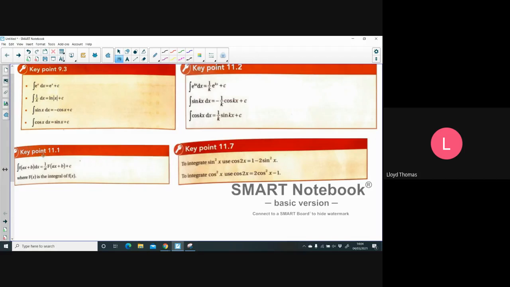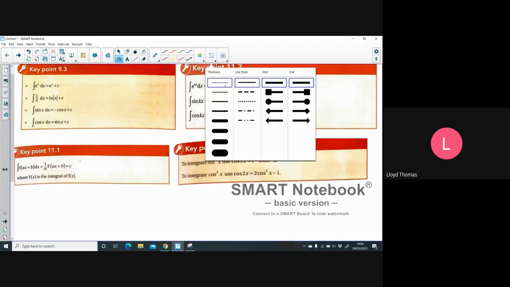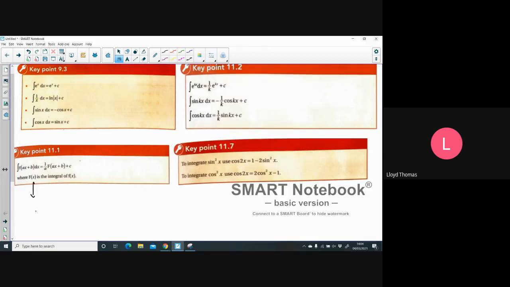Now this bottom left point is not the nicest definition in the world, but it is referring to a question that might look a bit like this: the integral of 4x plus 3 to the power of 7 dx, and we have to integrate something like that.